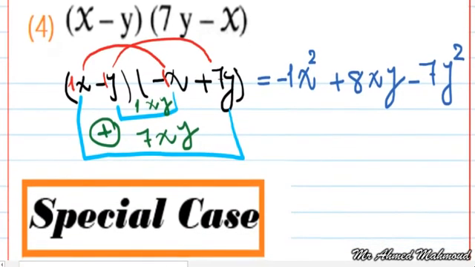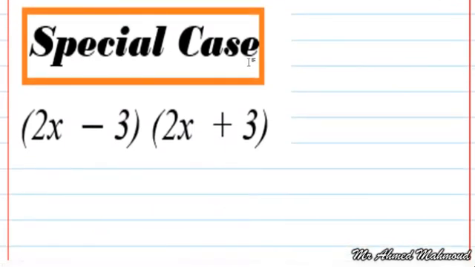Let's start with the first special case. In this example, we have 2x minus 3 multiplied by 2x plus 3. We note here that we have the same terms, 2x, 2x, 3 and 3, but the difference is in the middle sign, one of them plus and the other minus. This is called a special case. Special case, why? Let's try to solve it without a new rule. Then we are going to notice why this one is called a special case.